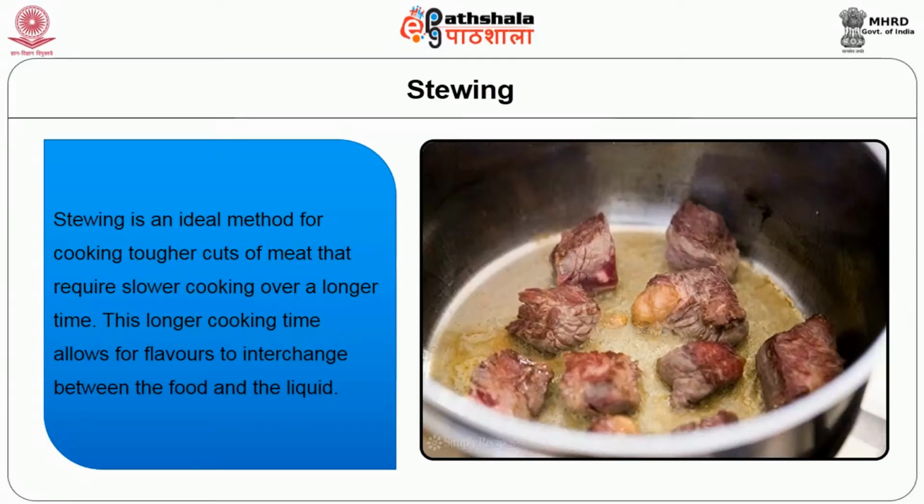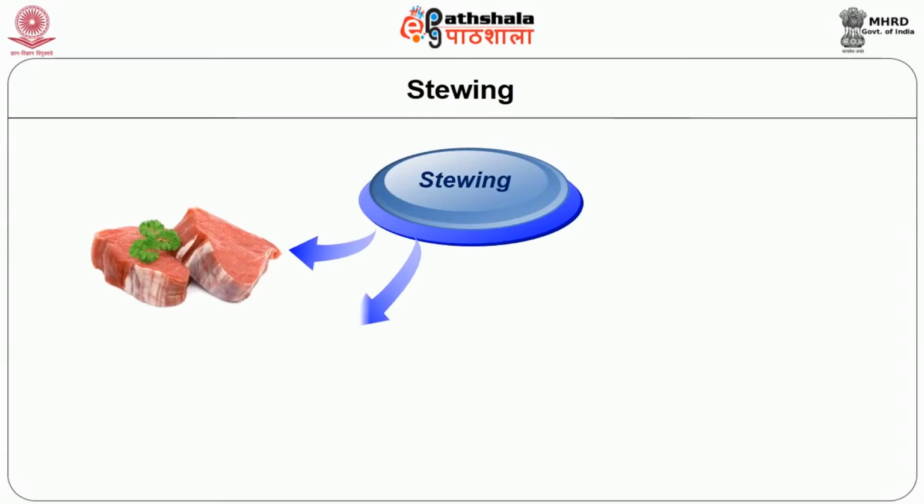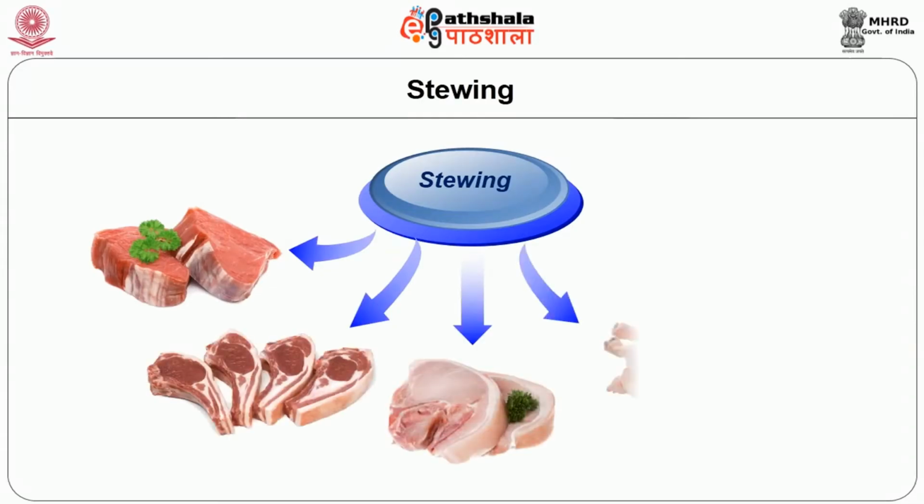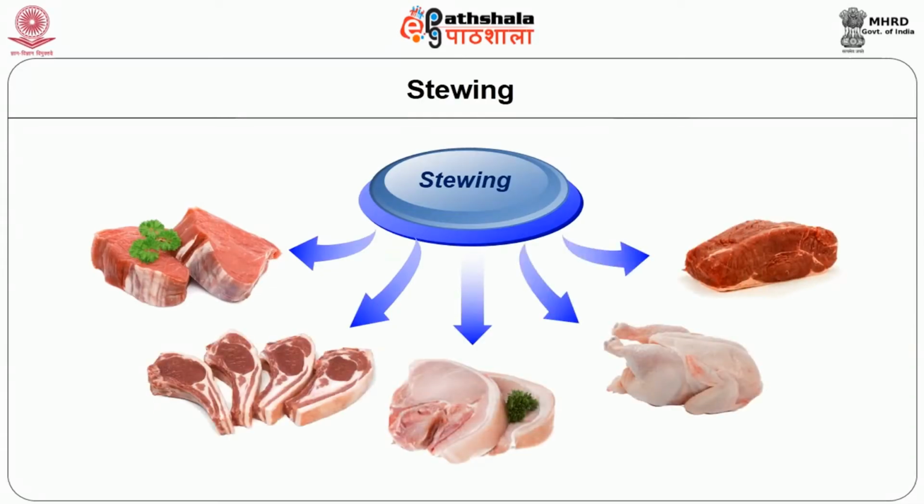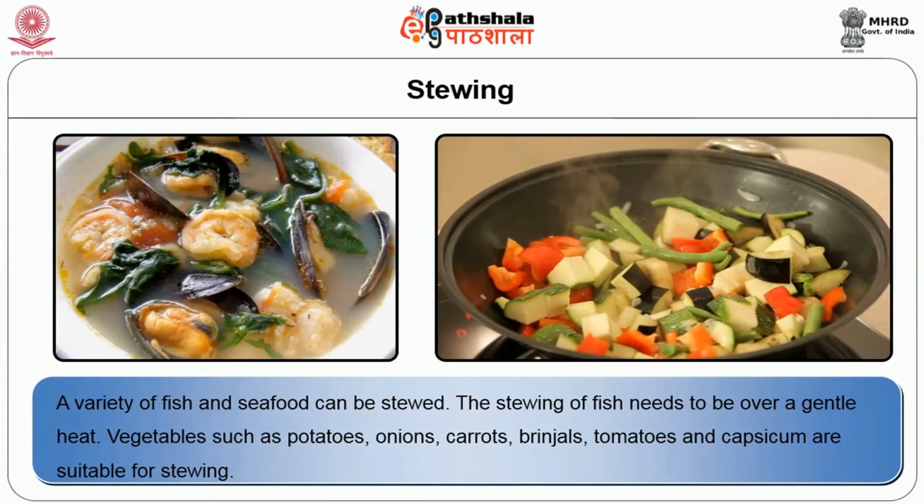The cooking liquid should just cover the food being stewed. This liquid can also be thickened and flavored prior to stewing. Cheaper cuts of beef, lamb, pork, chicken and game can be used for stewing. A variety of fish and seafood can be stewed. The stewing of fish needs to be over a gentle heat. If the heat is too high, the flesh of the fish breaks.